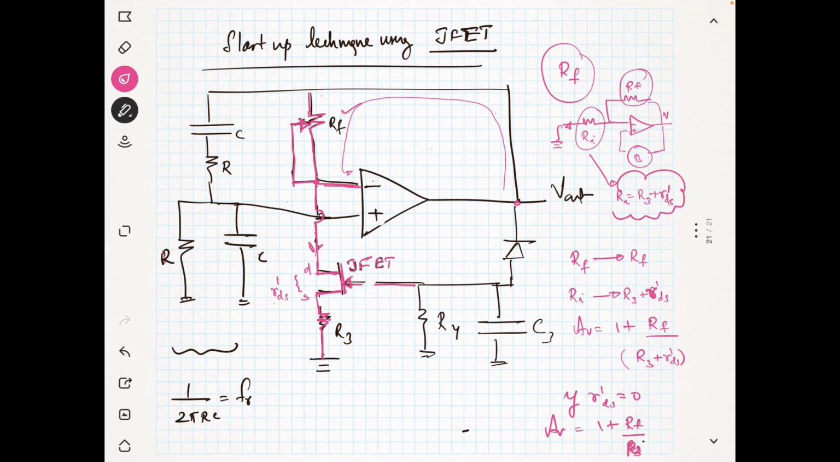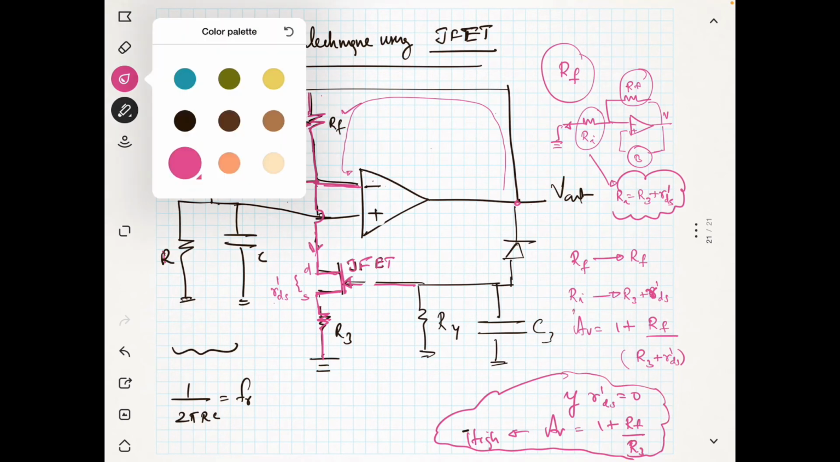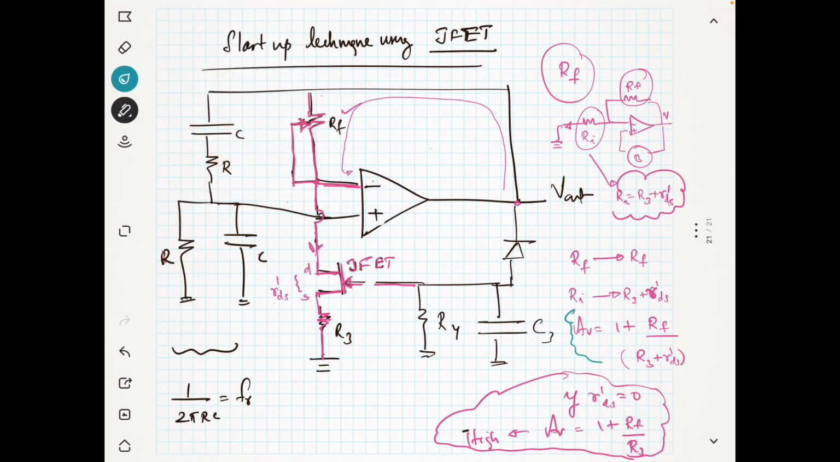So if R-ds is equal to 0, then the gain will be high, right? The gain will be high if R-ds is equal to 0. Why is it high? Because there is no R-ds. And when this other case appears, the gain is low. So we have two things for the gain.